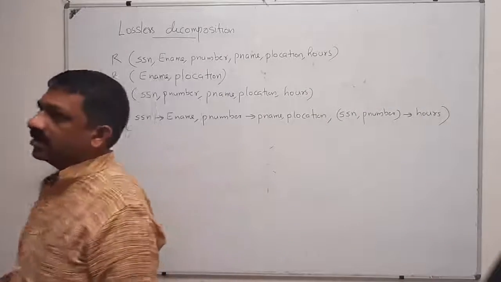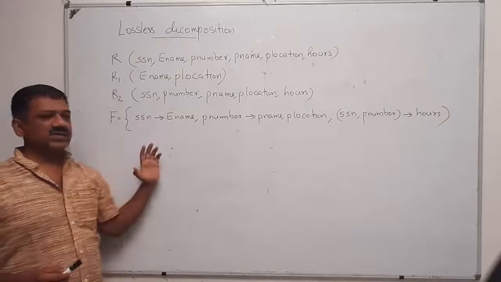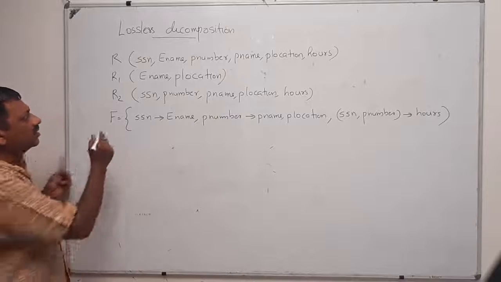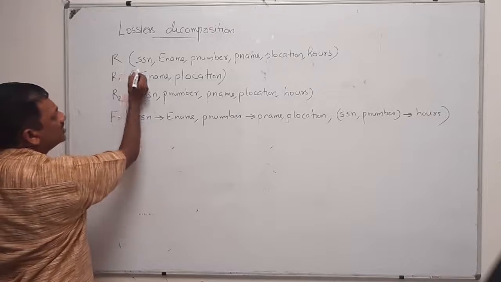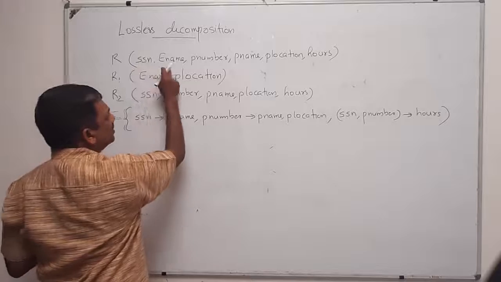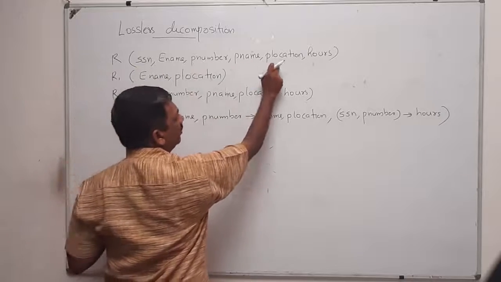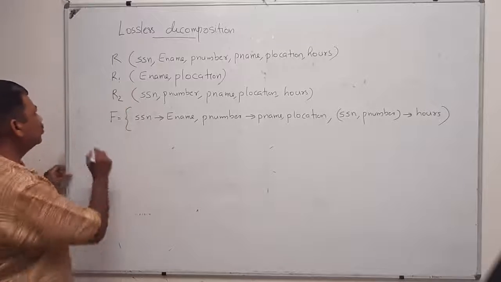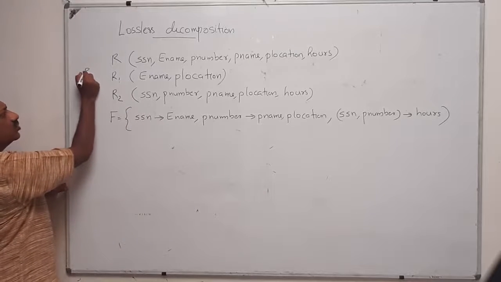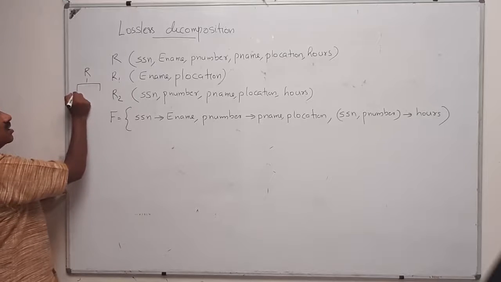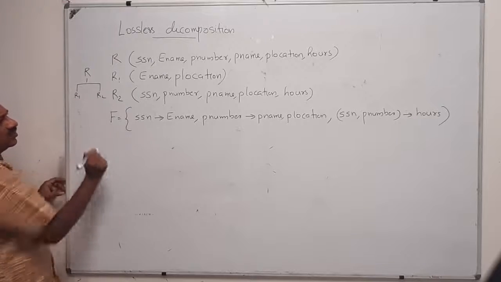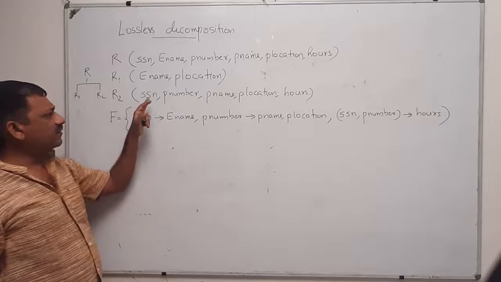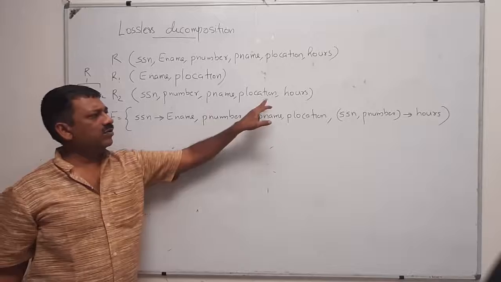For that, there is a testing algorithm, and the algorithm is like this. Here I have a relation with SSN, E name, P number, P name, P location and hours, and I am going to split this table into two. R is split into R1 and R2. R1 has E name and P location, and R2 has SSN, P number, P name, P location, hours.